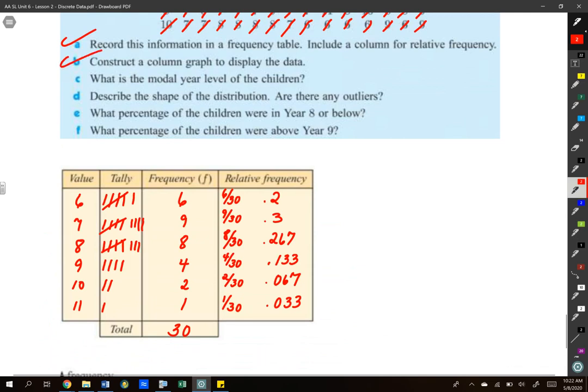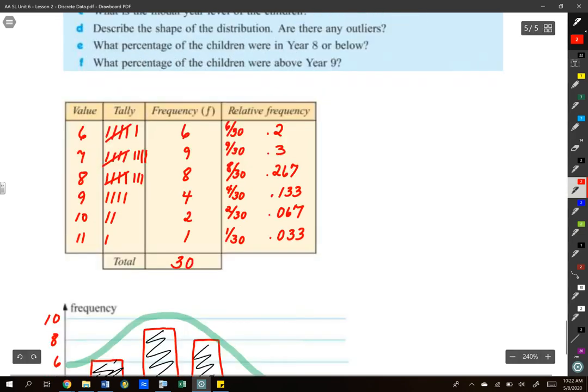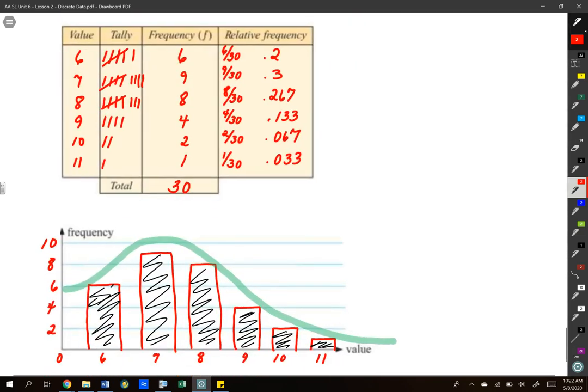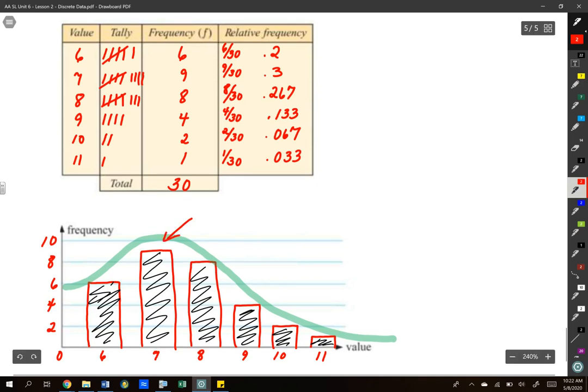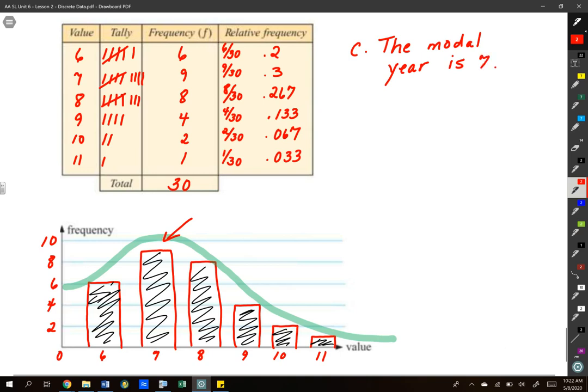Now, letter C says, what is the modal year level of the children? So what is the highest bar in our graph? That's the highest bar in our graph. That's a 9. So let's make a note. The modal year. That's just another way of saying what's the mode. The modal year is 7. Okay, that's the value that occurs most often.